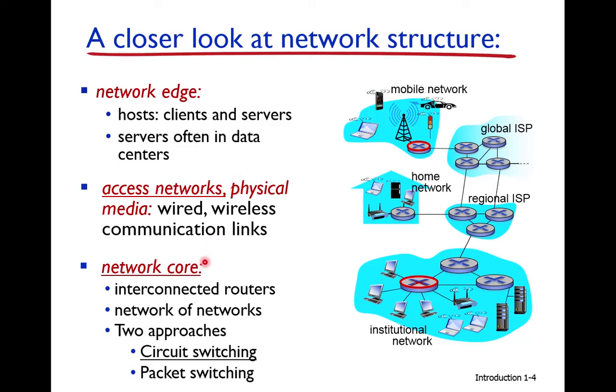Now the second part of the internet is network core. Network core means the interconnection of routers. When these routers are interconnected, this part of the internet is called network core. Network core is the interconnected routers. So the network that interconnects the routers among themselves is called network core.